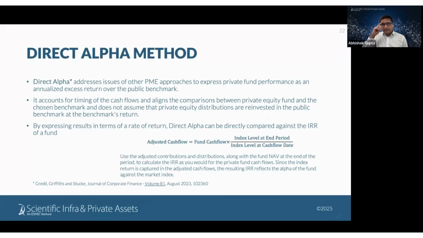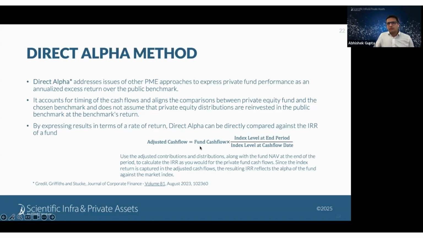So here, to do this exercise, we use the direct alpha method. We believe that it's one of the better approaches in PME because it expresses private fund performance as an annualized excess return over the benchmark. So it can be directly compared against the IRR. And in doing so, it also takes into account the timing of the cash flows and aligns the comparison between a private equity fund and a benchmark. So very relevant in that sense.